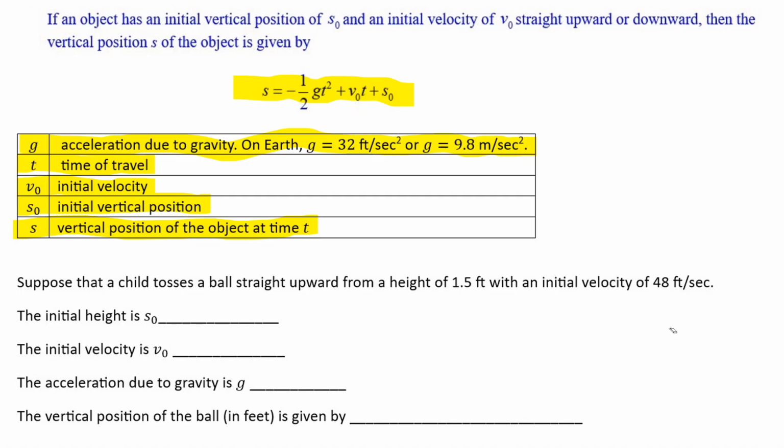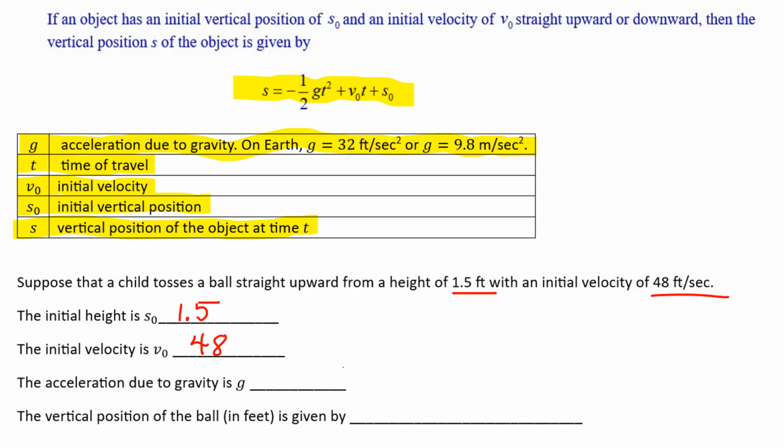So suppose that a child tosses a ball straight upward from a height of 1.5 feet with an initial velocity of 48 feet per second. The initial height, s sub 0, is right there, 1.5 feet, so 1.5. The initial velocity they gave us is 48 feet per second.